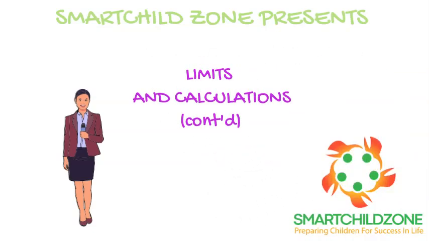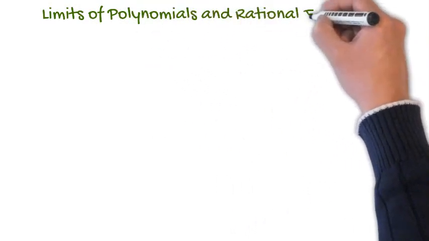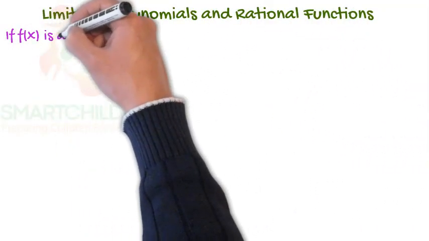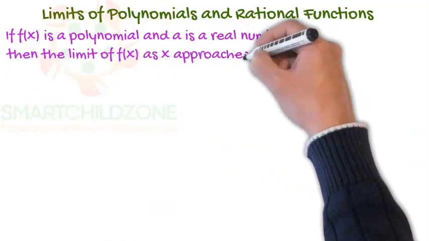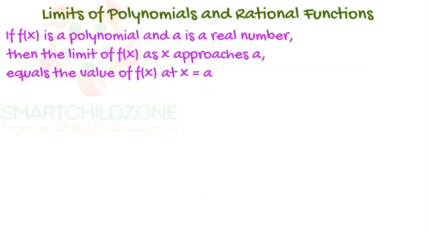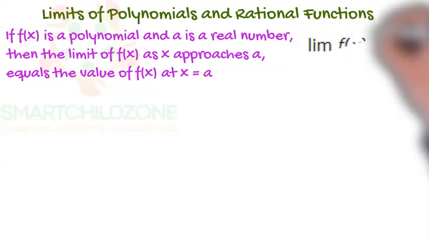Limits and Calculations. If f of x is a polynomial and a is a real number, then the limit of f x as x approaches a equals the value of f x at x equals a.